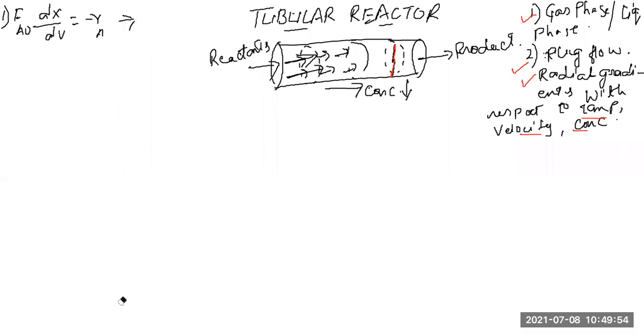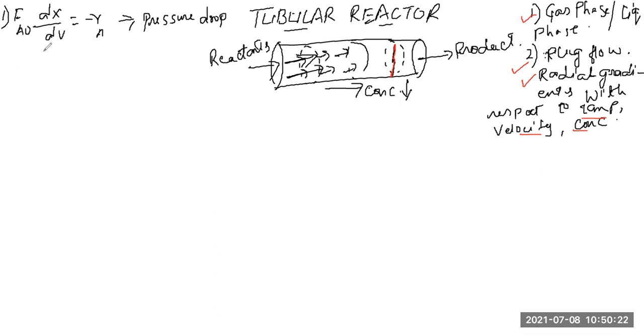How can the pressure drop take place? If you look at any chemical reaction, if the number of moles is going down, that is, if volume is going down, then the pressure will go down. So there can be a condition when your pressure will go down inside the tubular reactor. So this design equation is used in case of pressure drop.